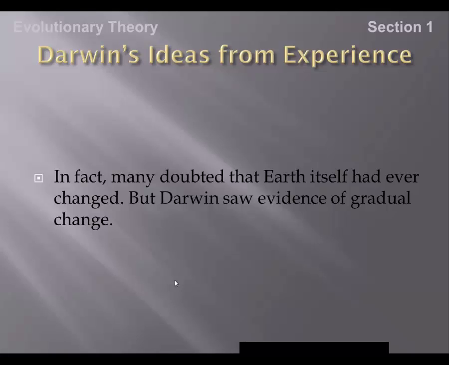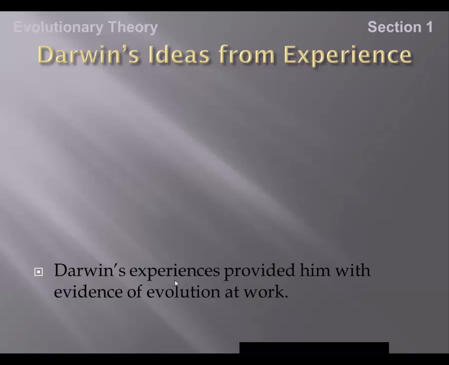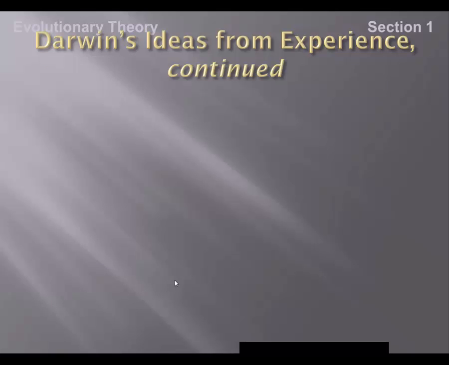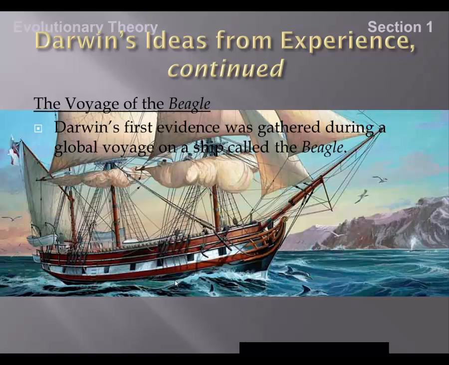In fact, many doubted that Earth itself had changed at all. But Darwin saw that there was some evidence that there must have been at least some gradual changes in the past to get what he saw during his days. And his experiences provided him with evidence of evolution at work. He collected his evidence from the Voyage of the Beagle. His first evidence was gathered during the voyage that he took on HMS Beagle, His Majesty's ship, the Beagle.